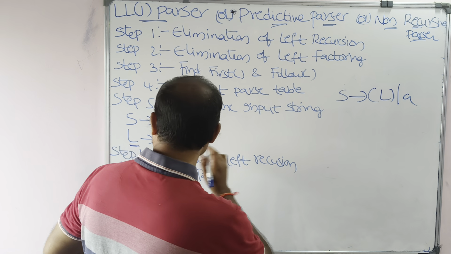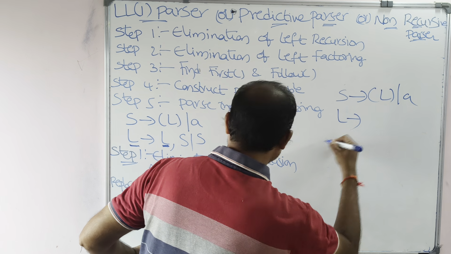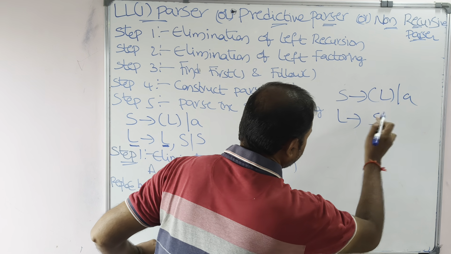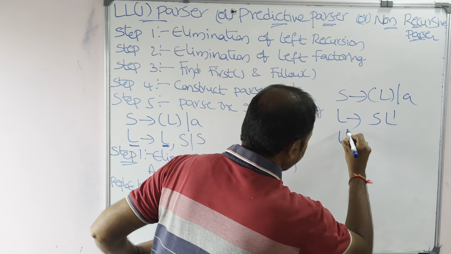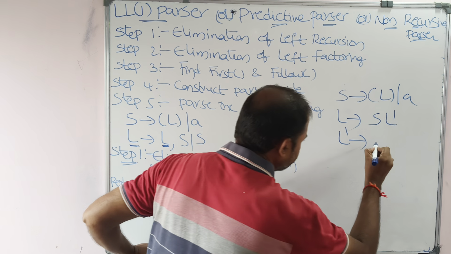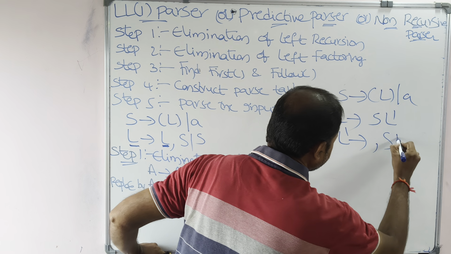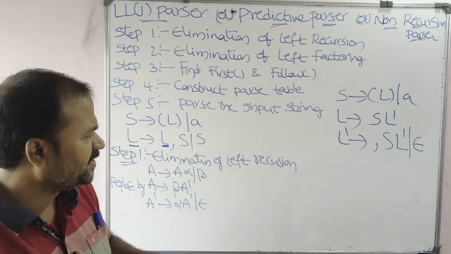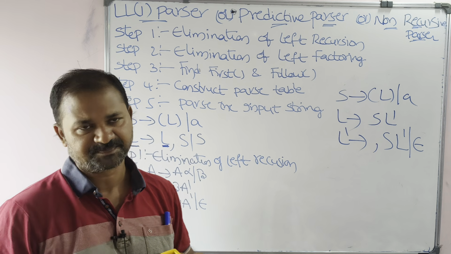So replace this production by L produces S L dash, the non-recursive production, where L dash implies after L we have comma S L dash, or epsilon. So after eliminating left recursion, this is the final grammar.